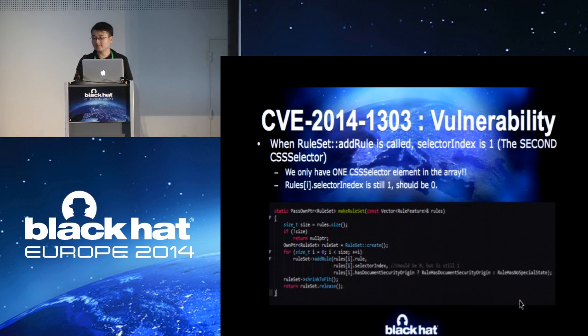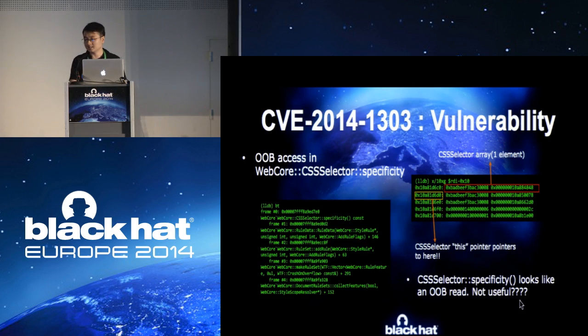However, when some function is called, the value of selector index is still 1. So 1 means the second CSS selector element, but now you only have one CSS selector element, while the index is 1, which means you may achieve an out-of-boundary access. Yeah, so in the function CSS selector specificity, you can see that the selector index points to memory which does not belong to the CSS selector.